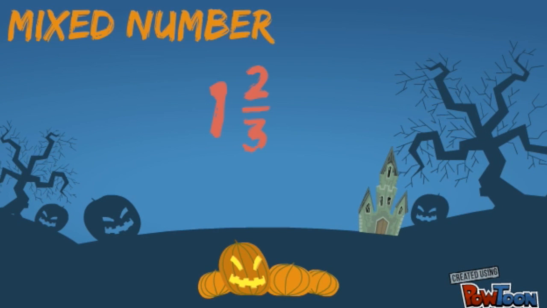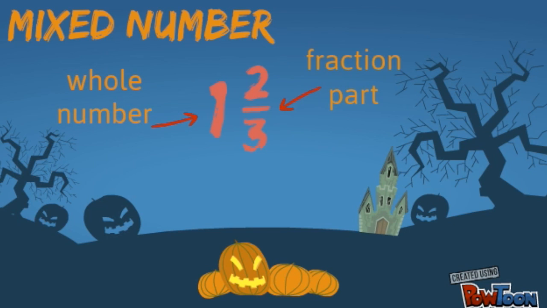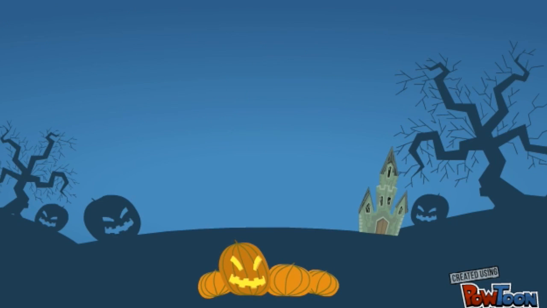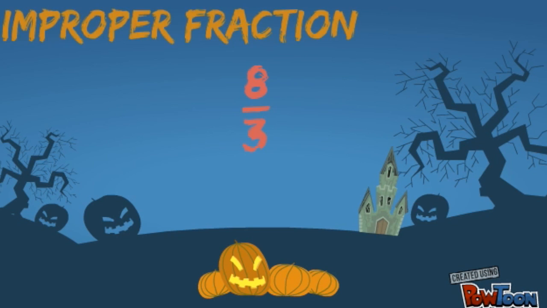This is a mixed number. A mixed number is when you have a whole number and a fraction part to represent a number that is greater than one whole. This number is 1 2/3. This is an improper fraction. An improper fraction is when the numerator is the same as or greater than the denominator. Here, 8/3 is greater than one whole.